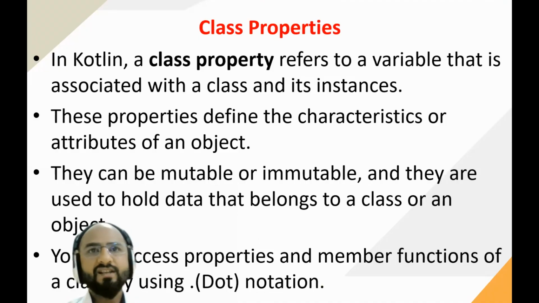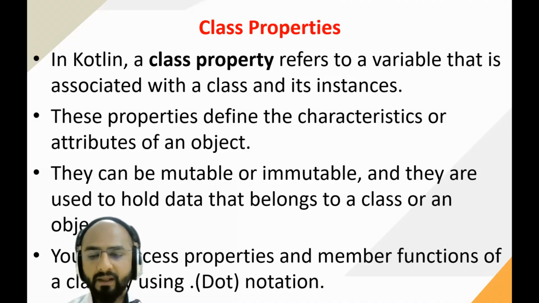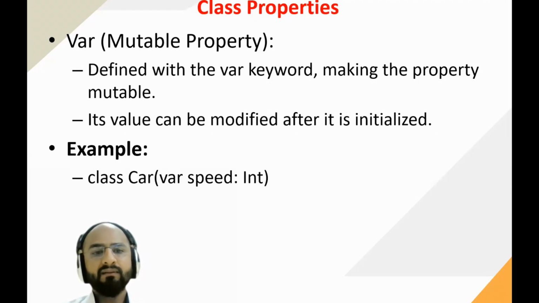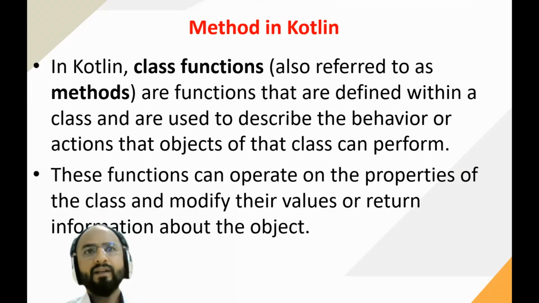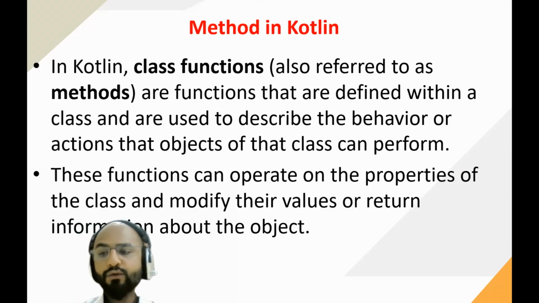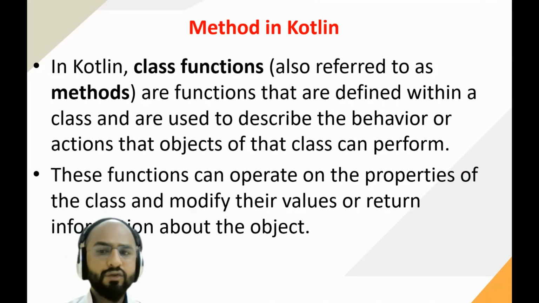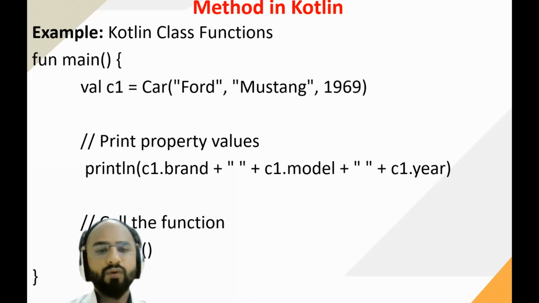Then we covered class properties. You can access the property of the class by using the dot operator. The class properties can be of two types, mutable properties and immutable properties. I have given examples. Method: you can create a method and you can call a method also. A method is used to change the value of the property of the particular class and it is used to describe the behavior of that object also. So this is the syntax for how you can create a method of that particular class.